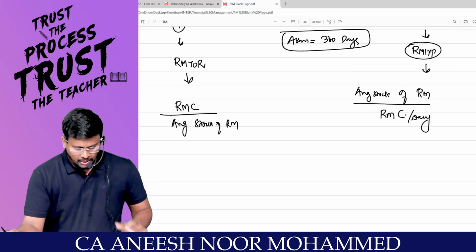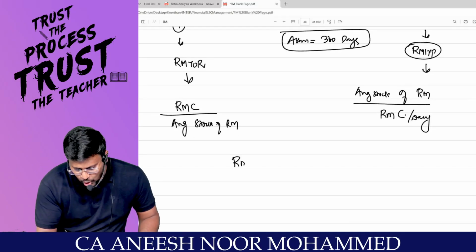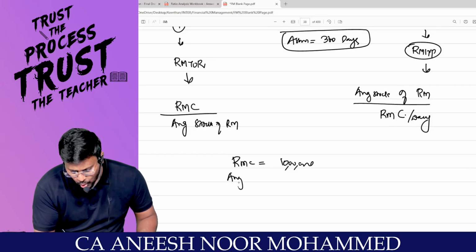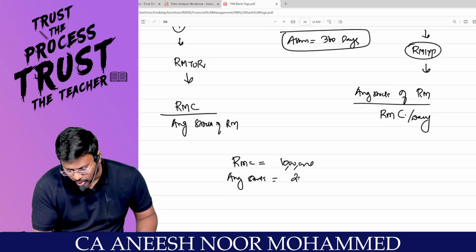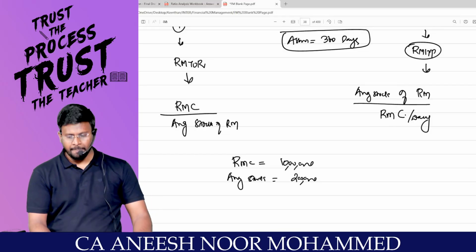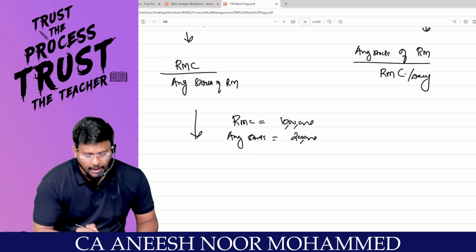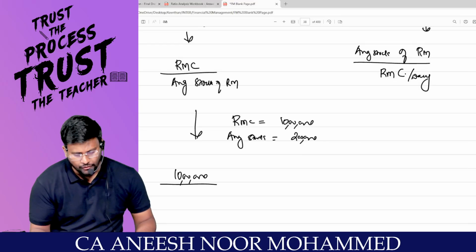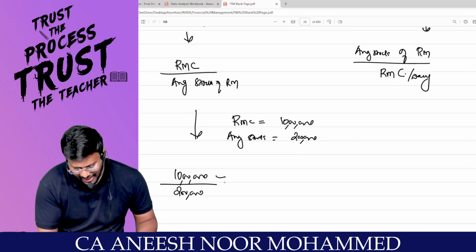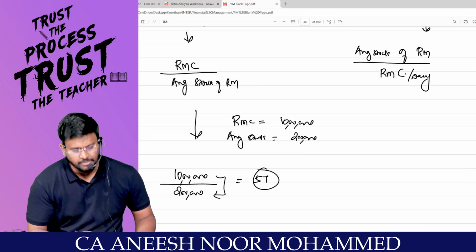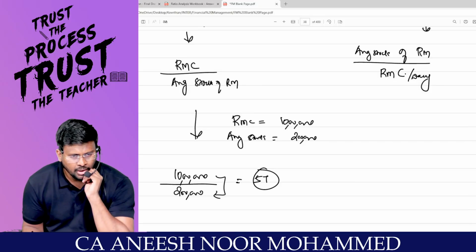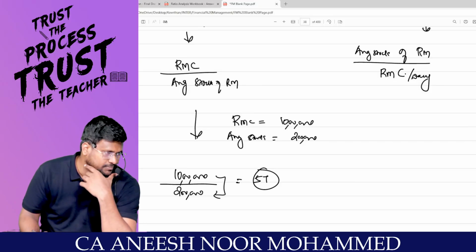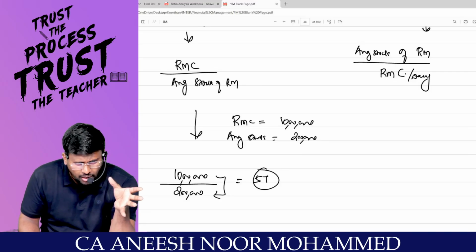Can I assume that raw material consumed is 10 lakh, and that average stock is equal to 2 lakh? Can I calculate the turnover? What is the raw material consumed? 10 lakhs. What is the average stock of raw material? 2 lakhs. So 10 lakhs divided by 2 lakh comes to 5 times. What is the meaning of 5 times? Every year, I rotated the raw material 5 times.